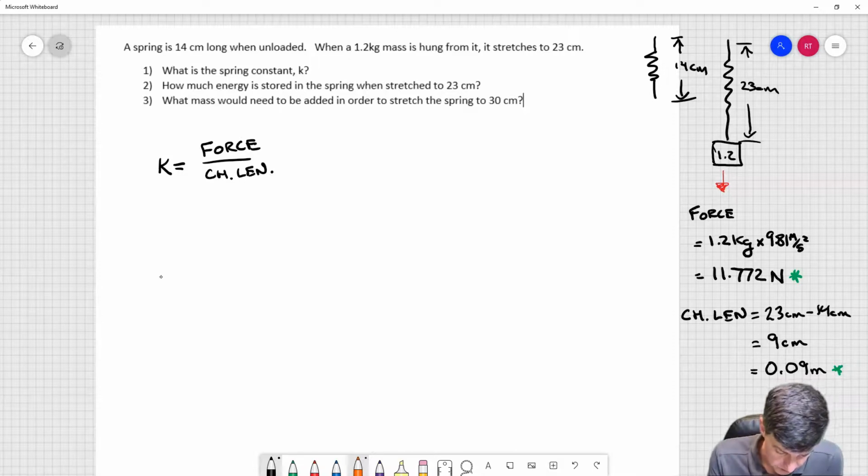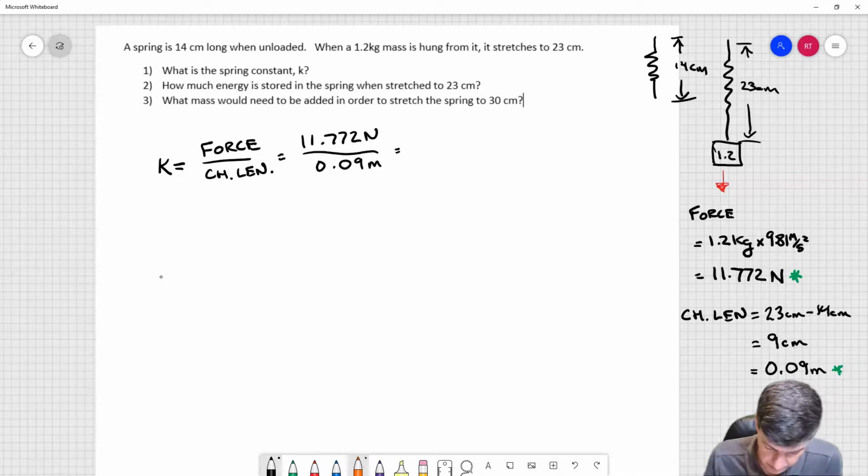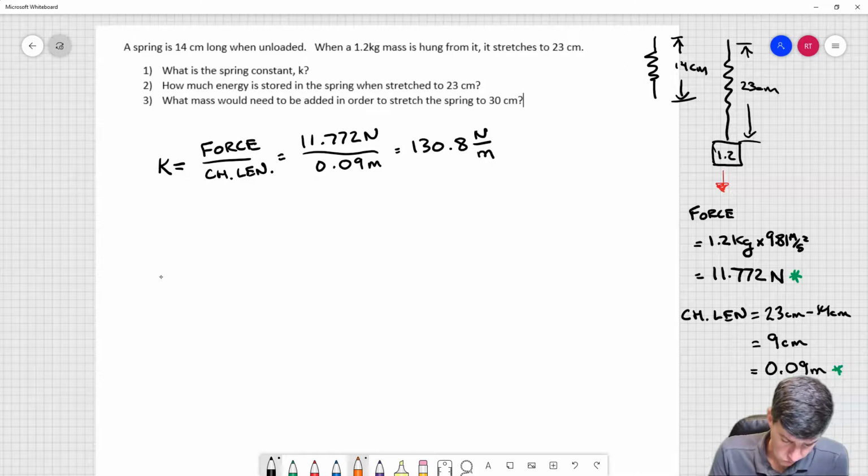Okay, so K is equal to my force divided by the change in length, so it's going to be equal to 11.772 newtons compared to 0.09 meters. That gives 130.8, and newtons per meter would be my units for K. Okay, so that's number one.